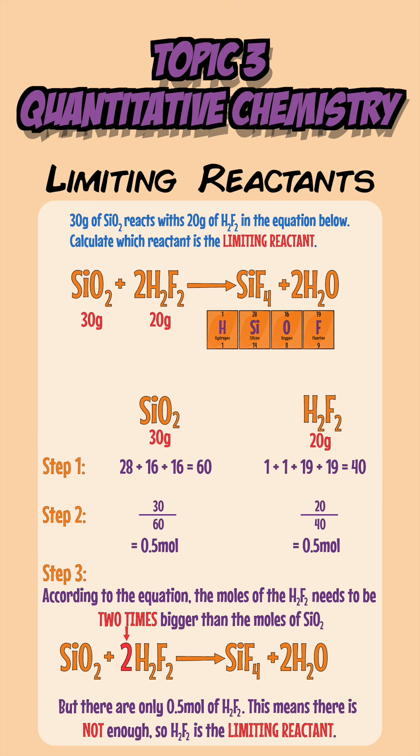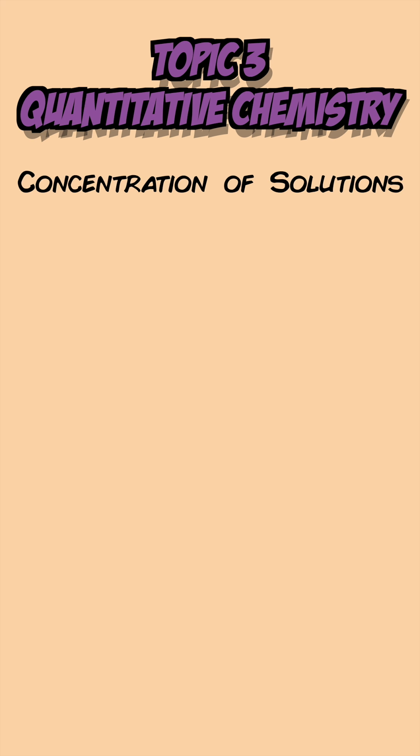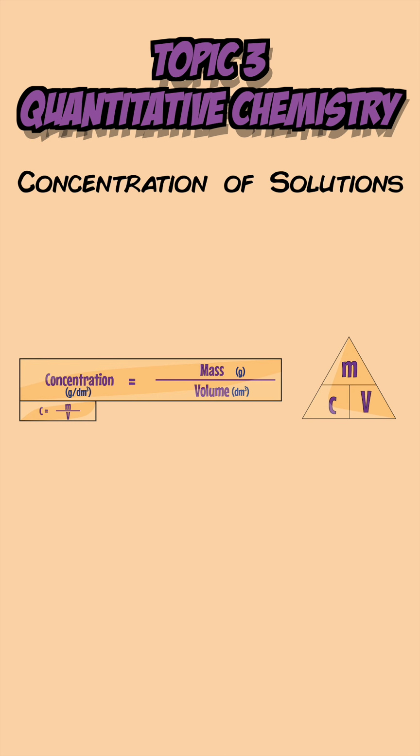To find the concentration of a solution in grams per dm cubed, you can use the equation mass over volume. And to use this equation, remember to convert from centimeters cubed to dm cubed by dividing by 1000.